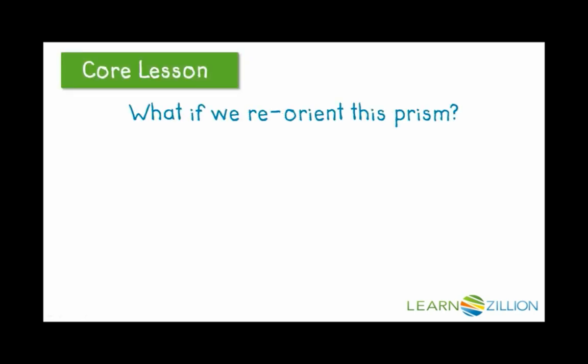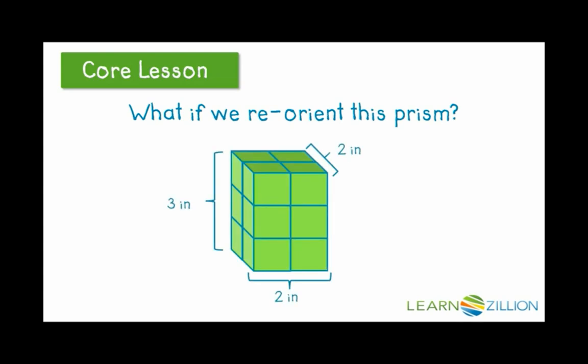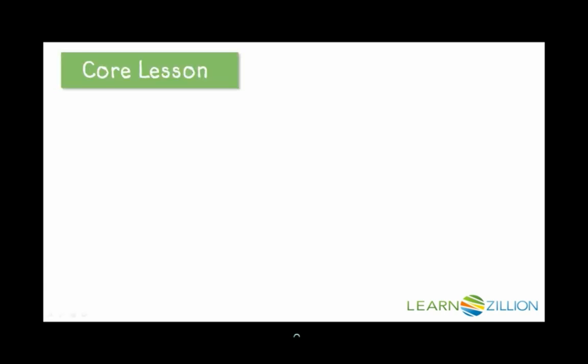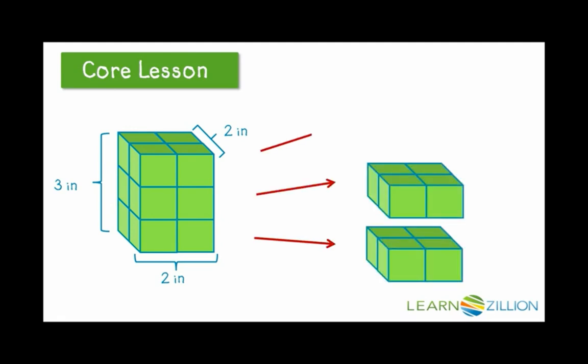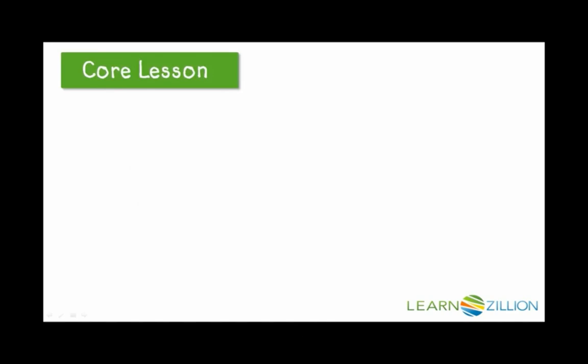Well, what if I reorient the prism? Let's check and see if this approach where we break the prism into layers still works. So this prism has not 2 layers, but it has 1, 2, and 3 layers. And each layer is made up of not quite as many cubes. Let's go ahead and analyze one layer.